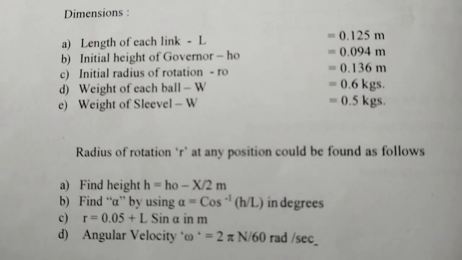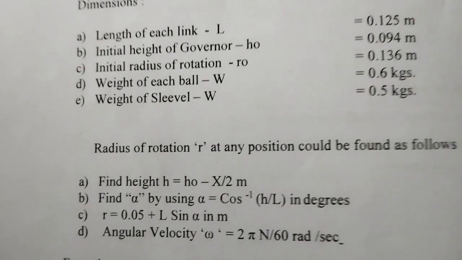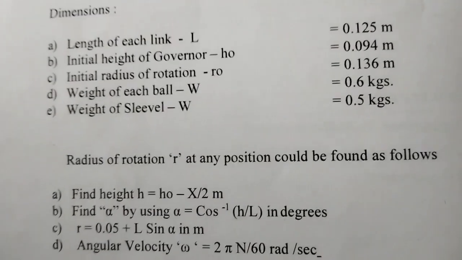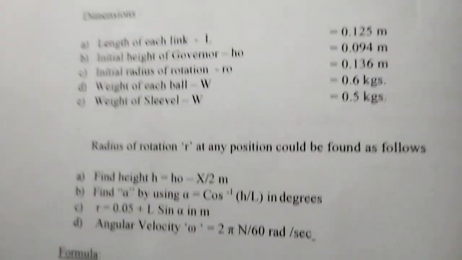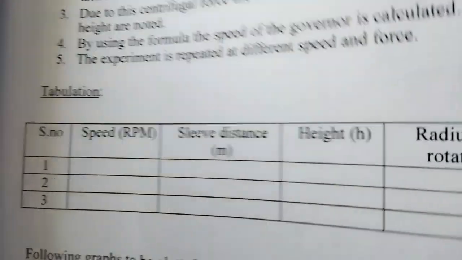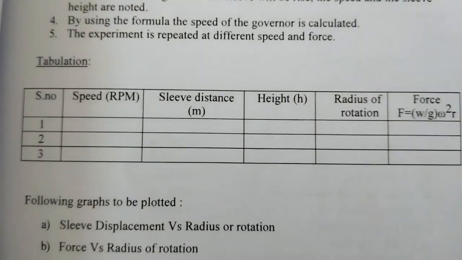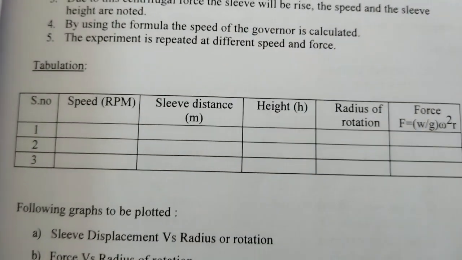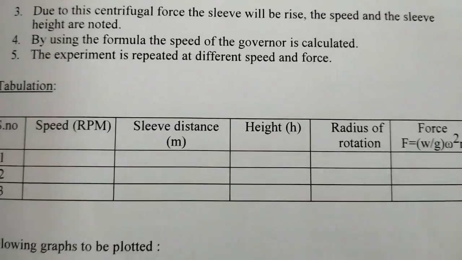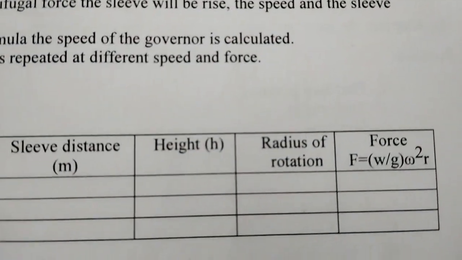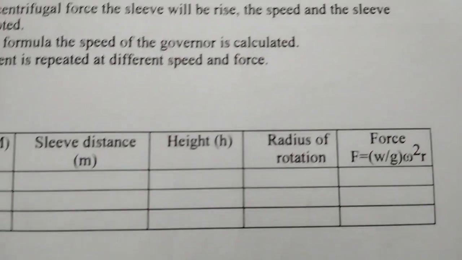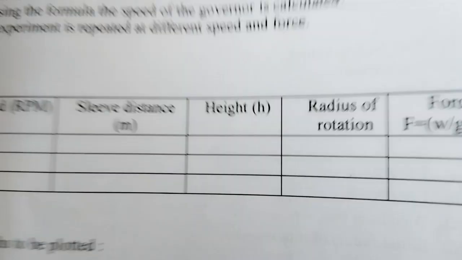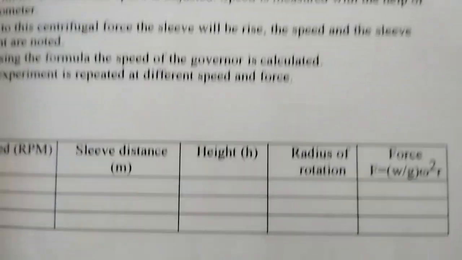So next we similarly do the same procedure for the Porter governor also. For the Porter governor and the Proell governor, we have the same specifications, same formula and same tabulation. For this Porter governor we change the experimental setup. We remove the balls from the links, and then we measure speed and sleeve distance. Based on the sleeve distance and the speed, we calculate the height, radius of rotation and then centrifugal force. These 3 values we calculate by using the same formula.